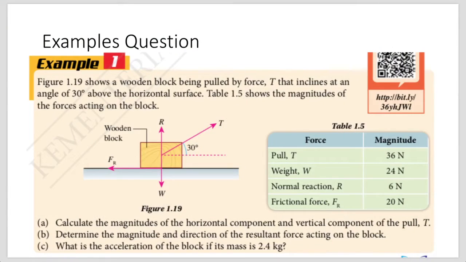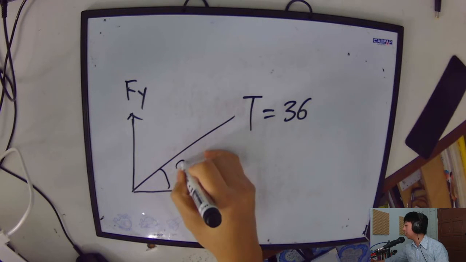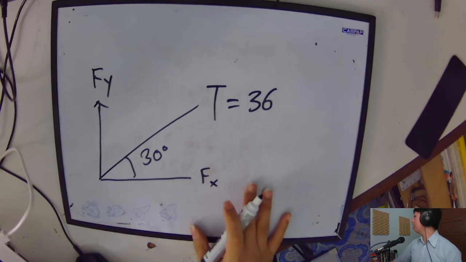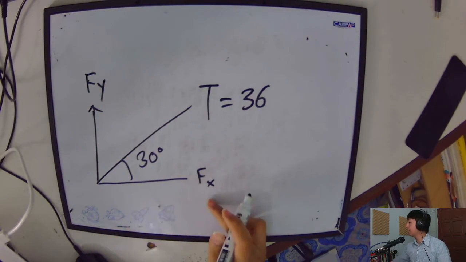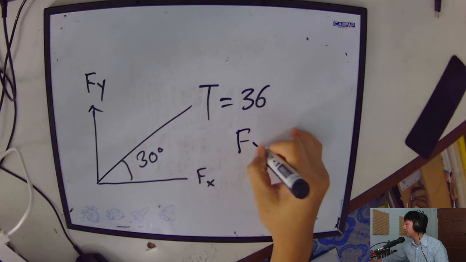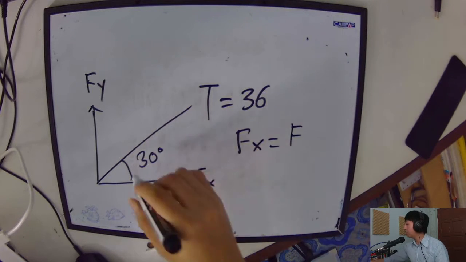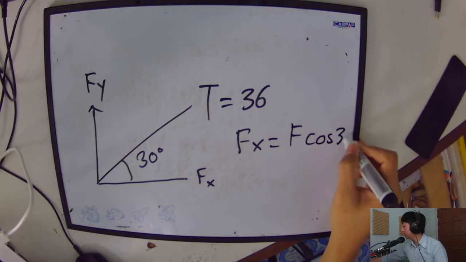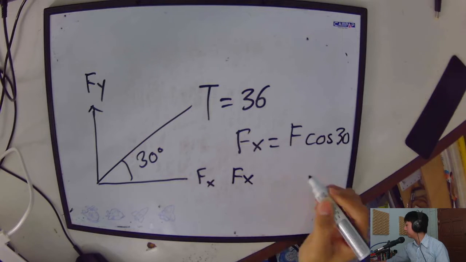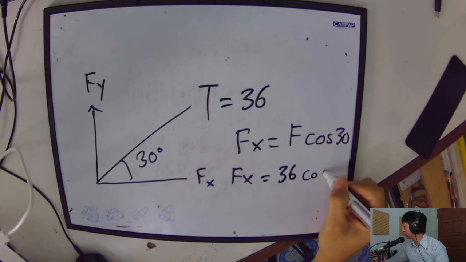Okay, and then the angle is given to be 30 degrees. So you have a 30-degree angle here. And that's all you need now to find Fx and Fy. So back to the formula just now. We know that Fx equals F, in this case T, times cos 30. So Fx equals 36 cos 30.